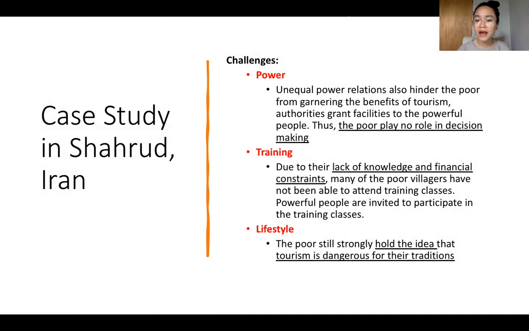So for power, there are unequal power relations, and the poor play no roles in decision making. Authorities run facilities for the powerful people. Training, because the poor lack knowledge and financial resources. Most of the powerful people are invited to participate in the training classes, and the poor villagers have not been able to attend this kind of training classes. For lifestyle, the poor still strongly hold the belief that tourism is dangerous for the attractions, the traditions, the environment, and cultures.